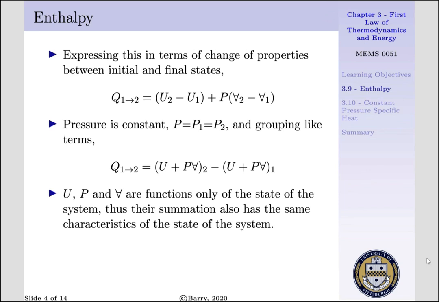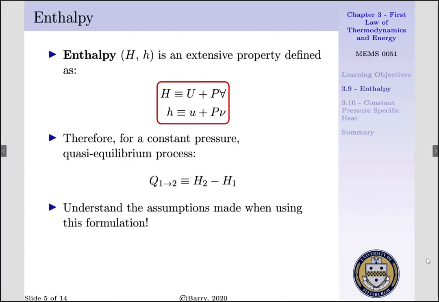Since our pressure is a constant, we can say P is equal to P1, which is equal to P2, where P2 corresponds to V2 and P1 corresponds to V1. Thus, we can re-express our heat supplied going from state 1 to state 2 as our internal energy plus our pressure times our volume evaluated at state 2, less our internal energy plus our pressure times our volume evaluated at state 1. Since our internal energy, pressure, and volume are functions of state, i.e. they're point variables, their summation also has the same characteristic of the state, i.e. it's a point variable. Therefore, we will define enthalpy, denoted by variable h, as another extensive property.